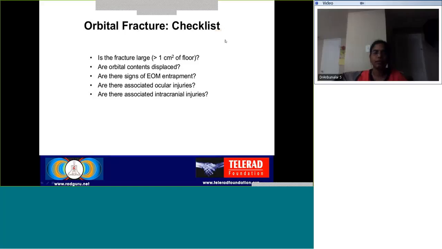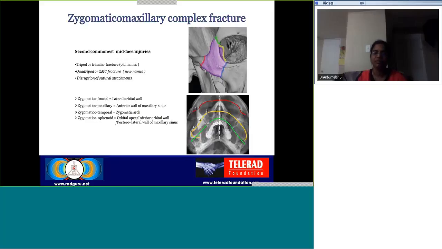The checklist for the orbital fracture is, if there is a fracture in the orbit, especially if it is in the floor, we have to see whether this fracture is more than 1 centimeter, and there is a chance for displacement, that is herniation of the orbital contents into the maxillary sinus. We have to see the signs of extraocular muscle entrapment, and soft tissue imaging is needed to see the ocular injuries, and we have to search for any associated intracranial injuries if there is an orbital fracture.